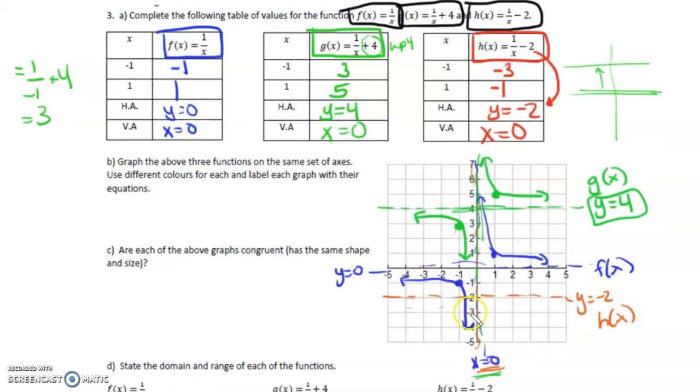Okay, again, if we plot (-1, -3) and (1, -1), these two, I almost want to call them quadrants, because with the vertical and horizontal asymptotes, we're cutting our graph into 4. And wherever these two points lie, that's where we're going to plot our curves. Okay, now, are these graphs the same size and shape? Yes, they're just moved around.